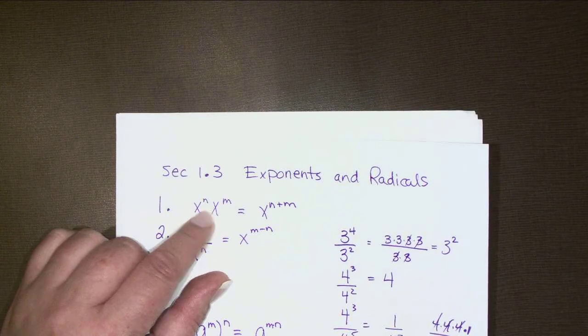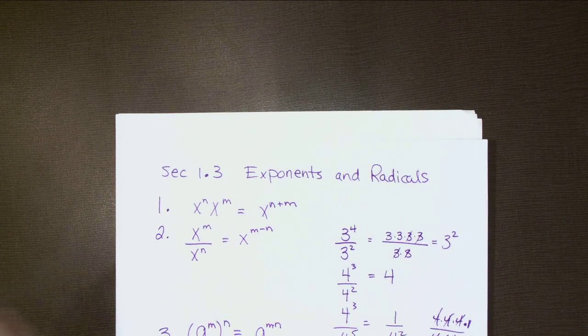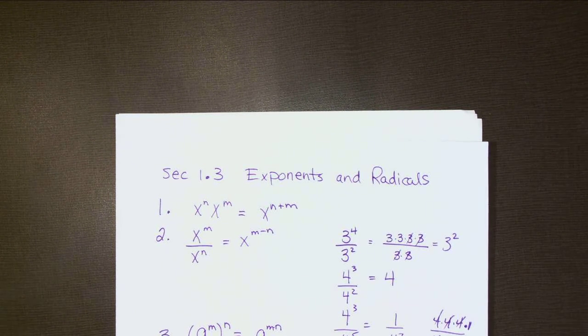When there's two bases that are the same and they have exponents, we add the exponents. Right, so a sentence that explains what the rule is rather than just looking at the rule and trying to remember it. That won't work.